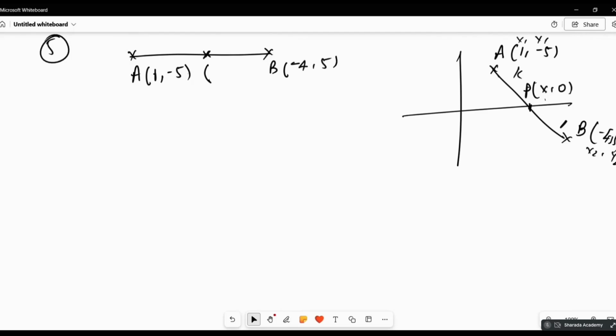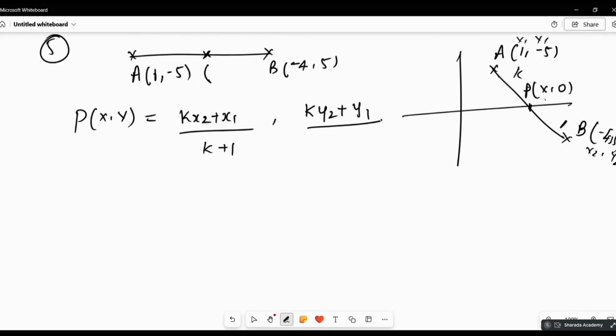See, what we have to do is first equate the y coordinate. We know that value, 0. Then find out. See, P of (x, y) is equal to (k x2 + x1) divided by (k + 1), and (k y2 + y1) divided by (k + 1).